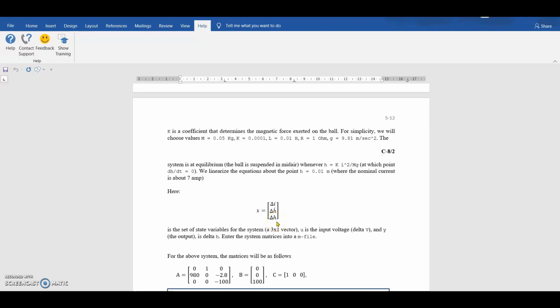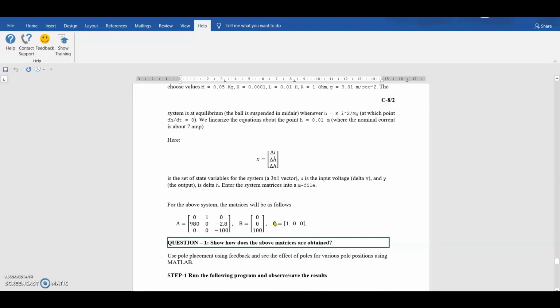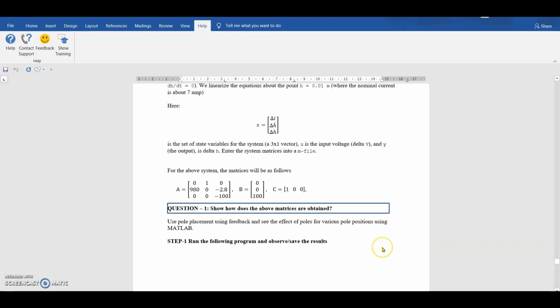So this part you have to do by yourself. You have to linearize this system around these points: h is equal to 0.01 meters, i is equal to 7 amperes, and h dot is equal to 0. If you linearize this system, you will get these ABC matrices. So we are starting from these ABC matrices after linearizing. How these matrices are obtained is your question, and you have to add this in your report. Question 1 is: show how the above matrices are obtained by linearization.